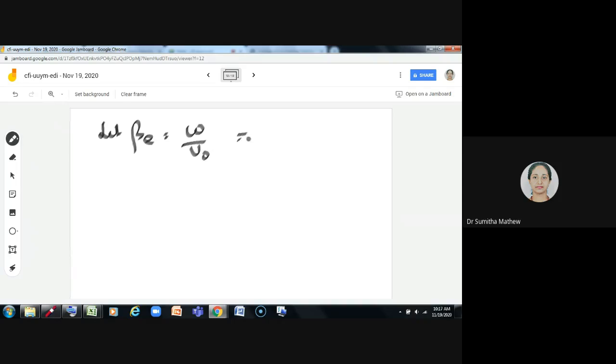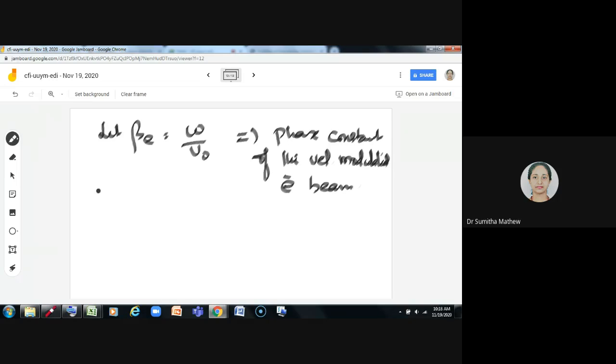In the next step, we assume beta E is equal to omega by V naught, the phase constant of the velocity modulated electron beam. We know that V naught is the velocity of the electron given by root of 2e V naught by M, which is 0.593 into 10 raised to 6 into root of capital V naught, where capital V naught is the DC field that is applied.